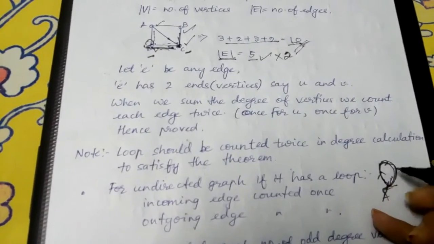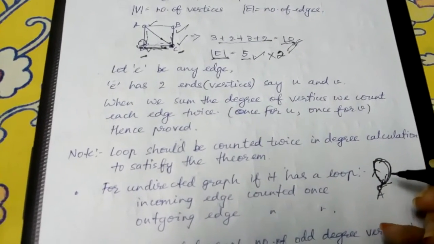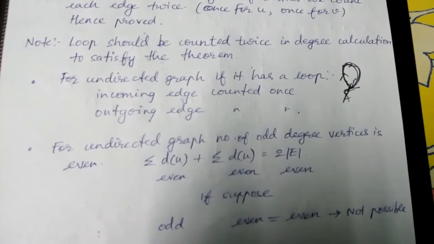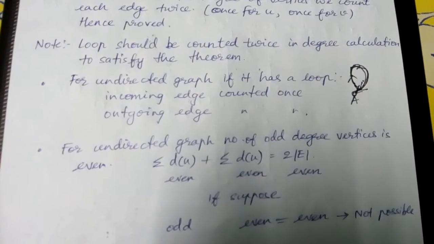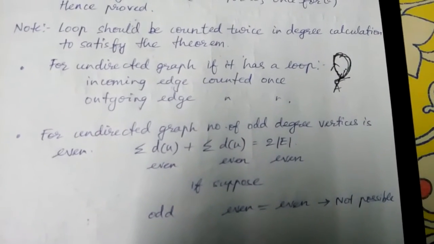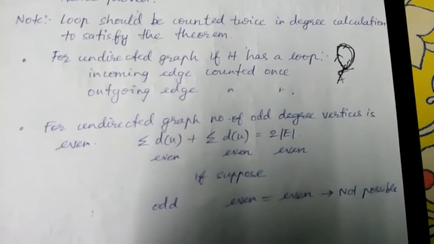So someone else can consider it in the outgoing format also. So in both ways we can consider the loop. Again, for an undirected graph, if it has a loop, the incoming edge is counted once and the outgoing edge is also counted once. And for the undirected graph, the number of odd degree vertices, that is du and du, is counted as even.